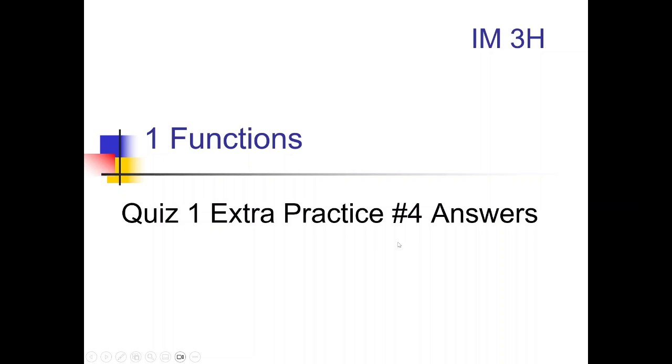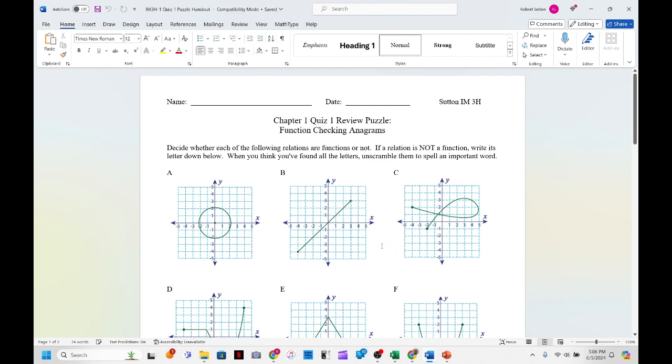Hello there, Mr. Sutton here, bringing you the IM3 Honors Chapter 1, Quiz 1, Extra Practice Number 4 solutions on whether or not a relation is a function. There's a puzzle that goes with this. Let's check that out. So here's the handout for this puzzle.